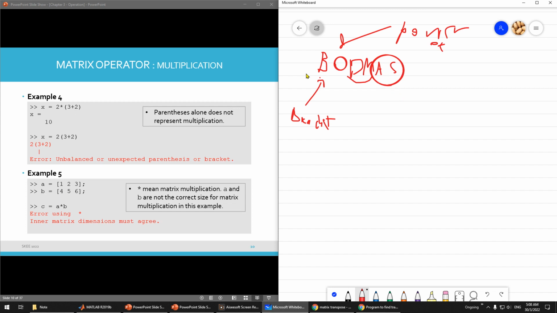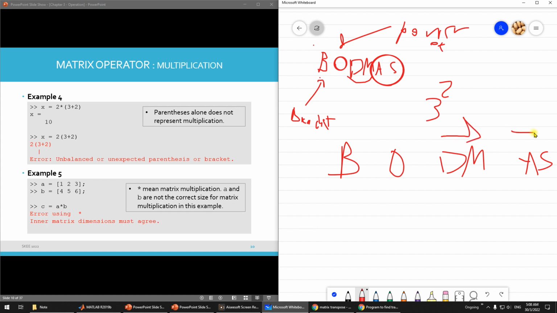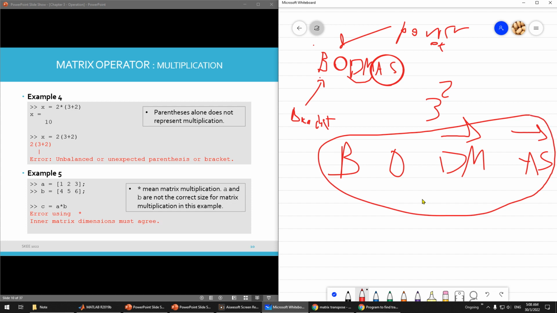So make sure, B first and then O, power of, and then power of is 3 multiplied by 2. This is power of. Do bracket first, then power of, and then D, M, and then A, S. For this case, left to right. I think most of you already know, but I just want to repeat this, because in my last class, I think a lot of you still cannot do this. So I repeat, BODMAS.